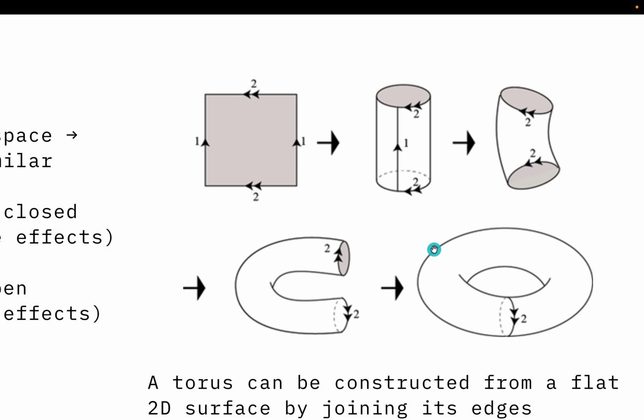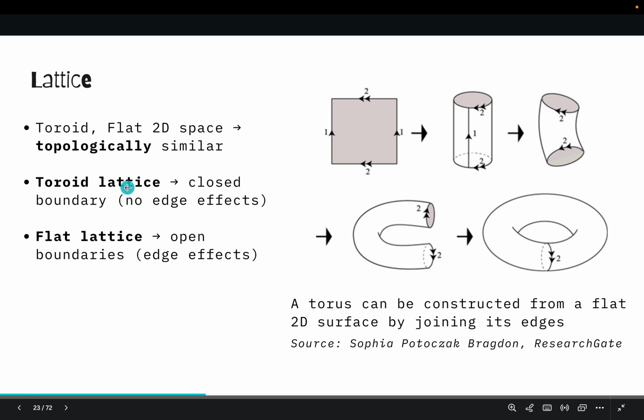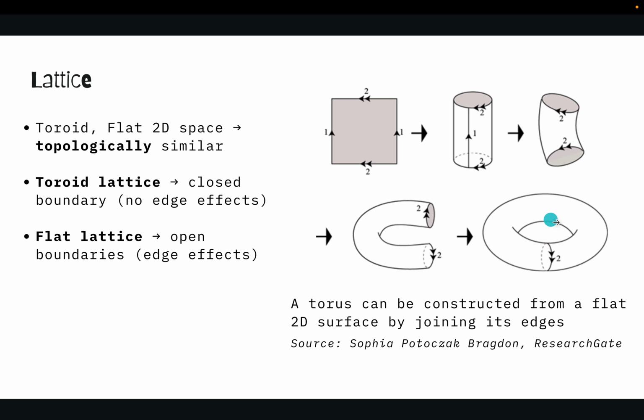So this is what we call a torus, or a toroid basically. It can be constructed from a flat 2D surface by joining its edges. This is basically what we have. A toroidal lattice is what we get if we enforce periodic boundary conditions: the flat 2D space becomes a toroid. It's topologically similar. If you have studied modular symmetry, something I studied about 1.5 years back, there is a perfect symmetry between a flat 2D space and this torus. Actually, it's a modular symmetry in a way. That's a bit mathematical, not really important right now. So it's a closed boundary, and choosing closed boundary is a way to eliminate edge effects.